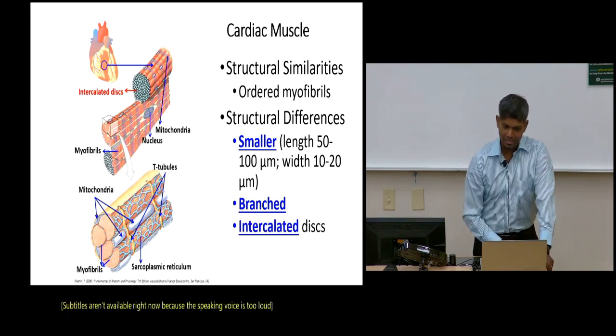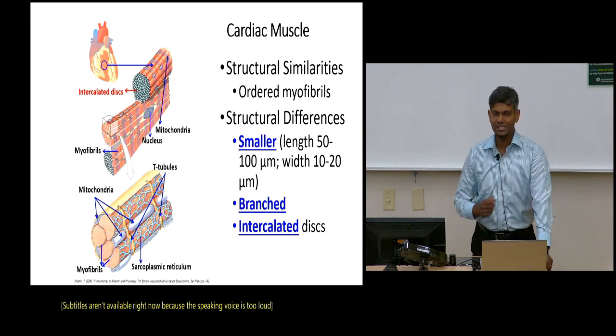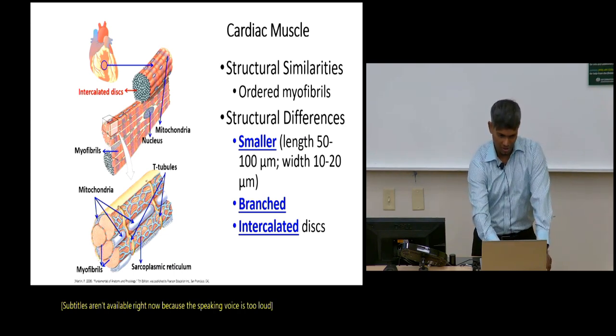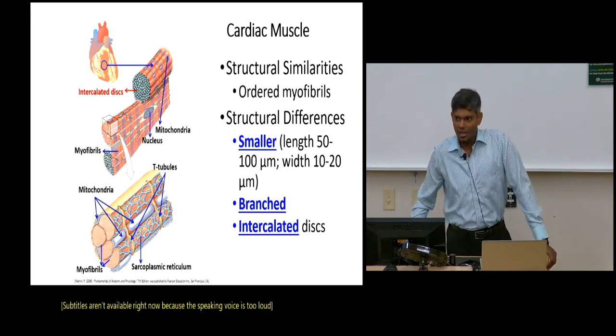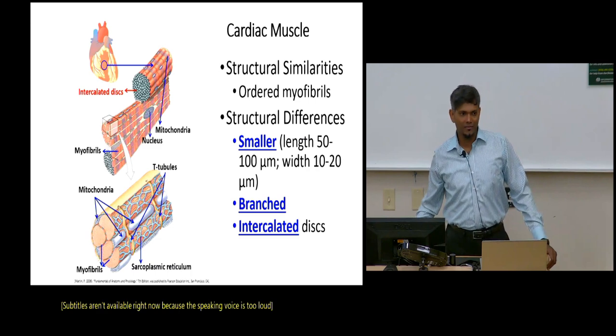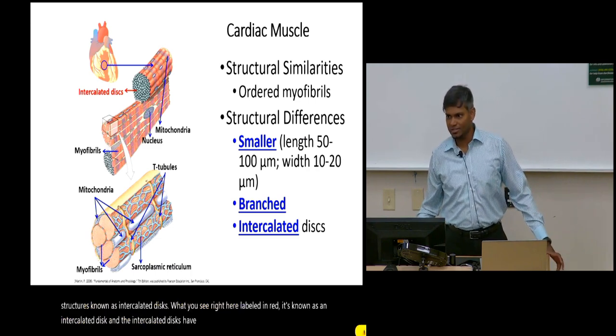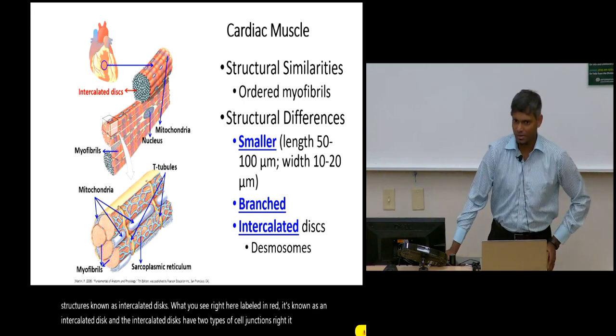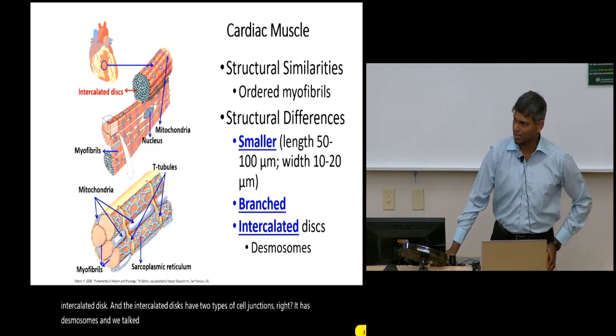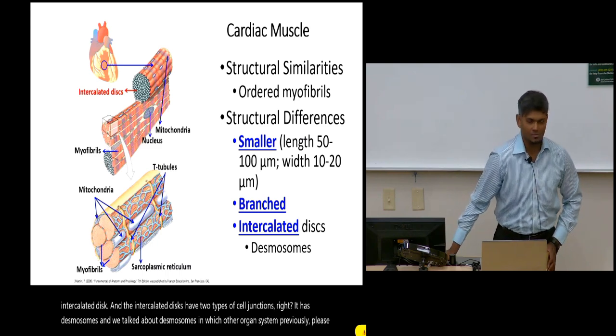We also find that these cardiac myocytes, they're going to be linked one to another by these structures known as intercalated discs. So what you see right here labeled in red, it's known as an intercalated disc, and the intercalated discs have two types of cell junctions, right? It has desmosomes, and we talked about desmosomes in which other organ system previously? You guys remember? Integumentary system.